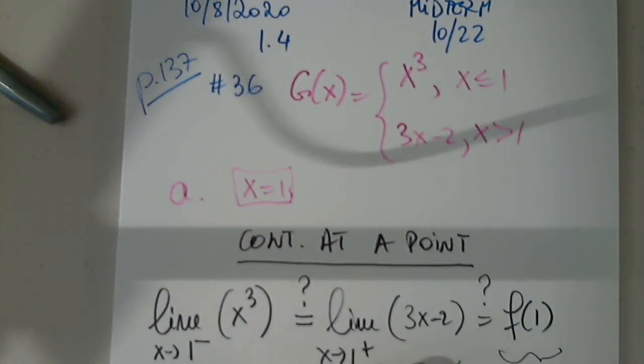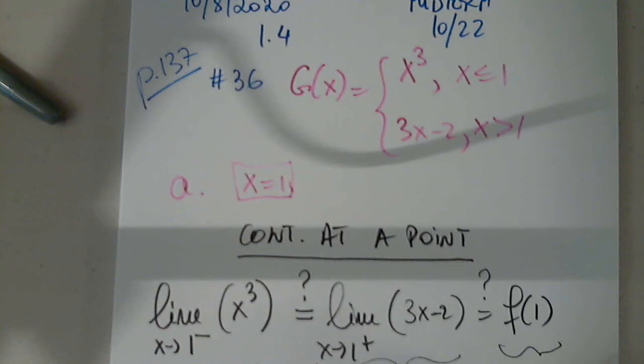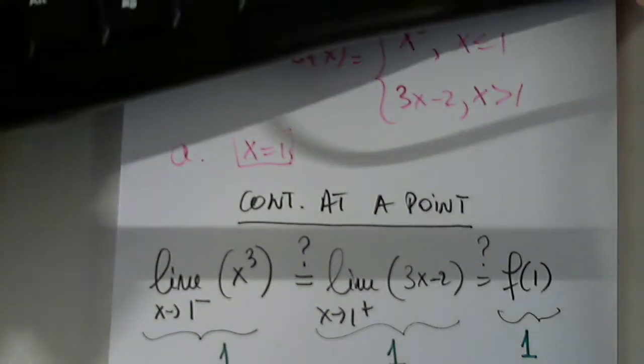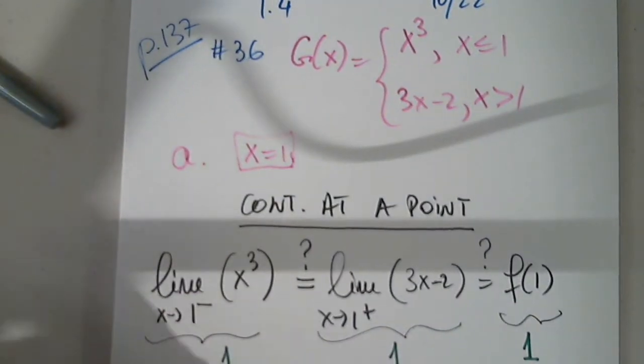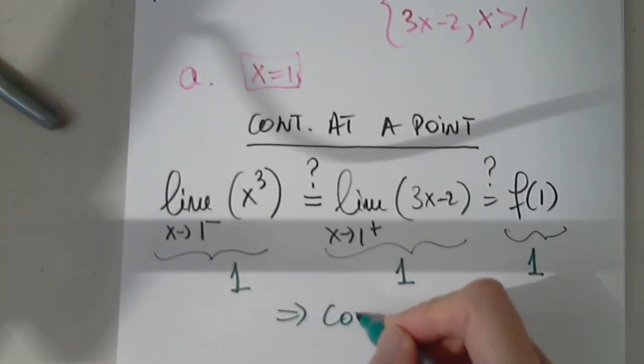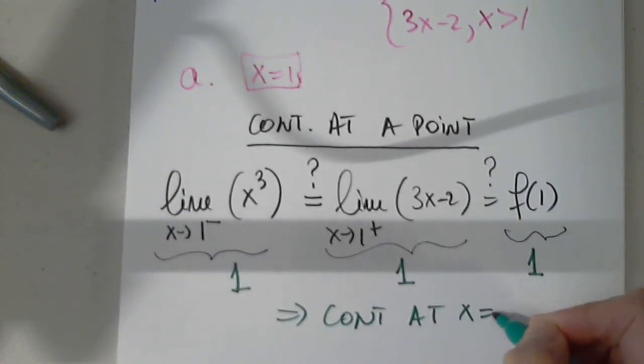Okay, this limit is 1. This limit is 1. And the function value at 1 is 1. Therefore, we will conclude that this function is continuous at 1. So, continuous at x equals 1.